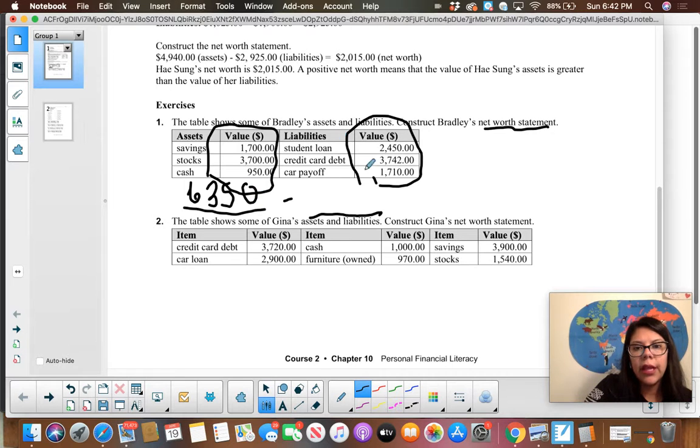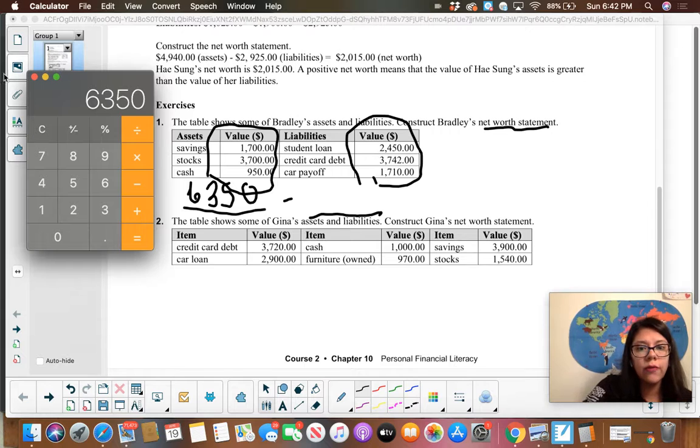All right, now my liabilities. I need to figure out what it is that I owe in total before I can figure out my net worth. So 2,450 plus 3,742 plus 1,710. So that is not good. We have now 7,902.